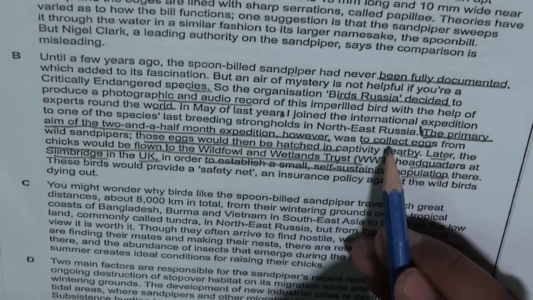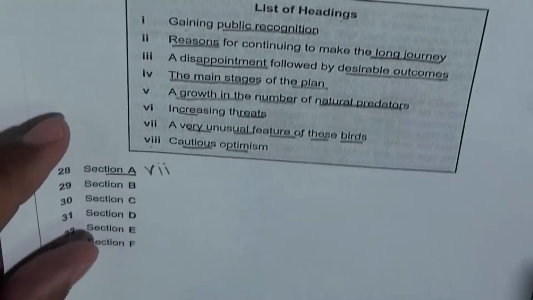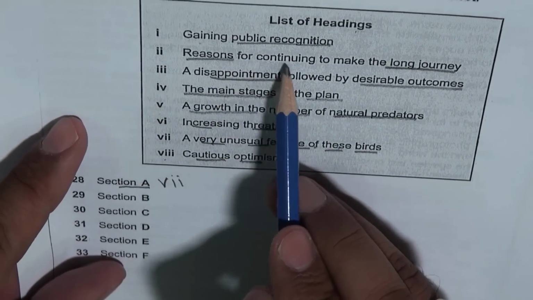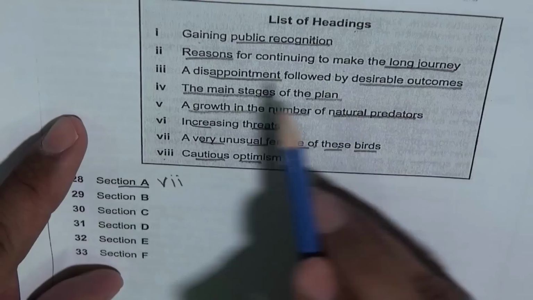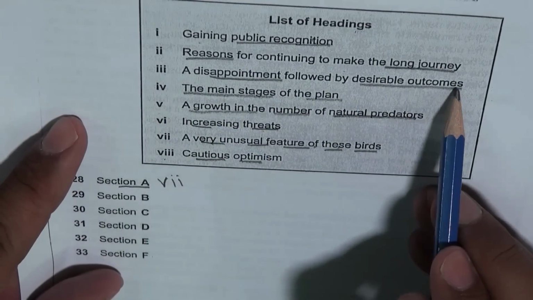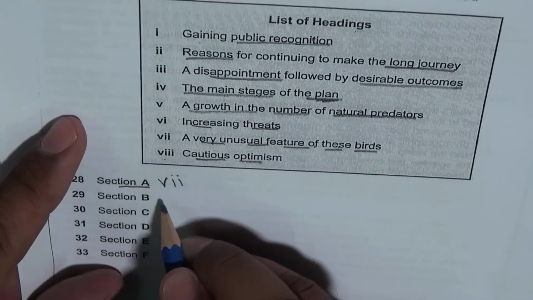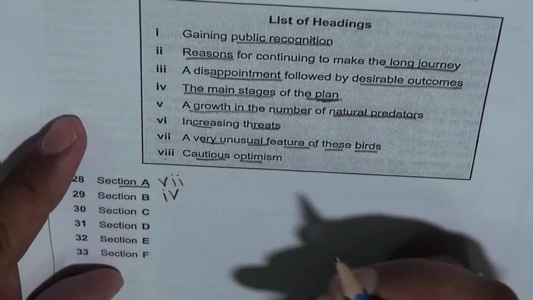Now these are basically the plans and all that stuff. Now let's see. Gaining public recognition? No. Reasons for continuing to make a long journey? No. A disappointment followed by a desirable outcome? No. The main stages of the plan? Exactly. So heading number 4 is the right answer.